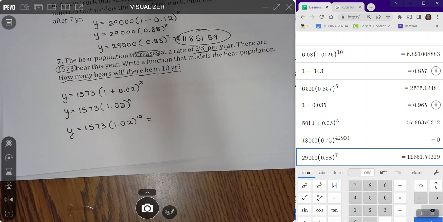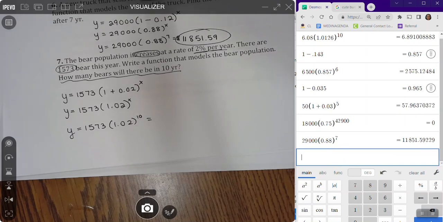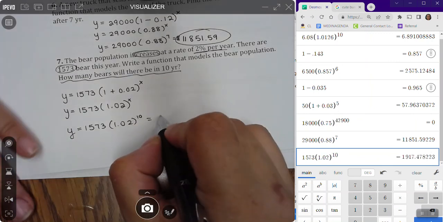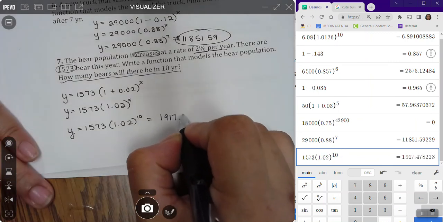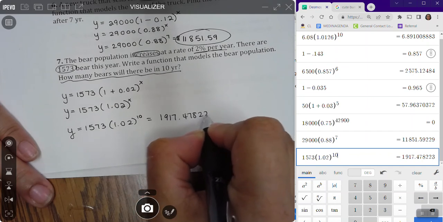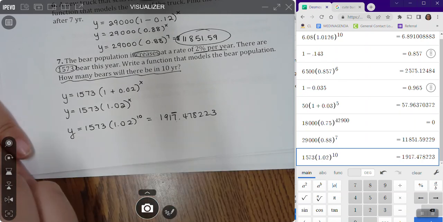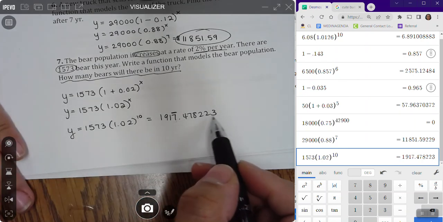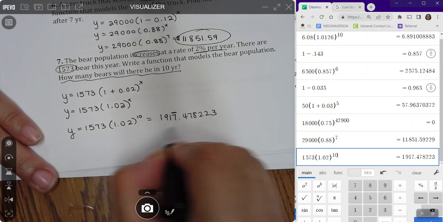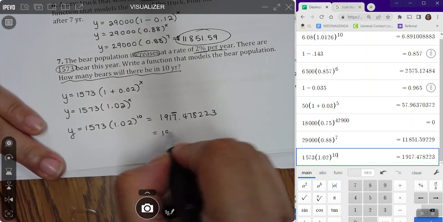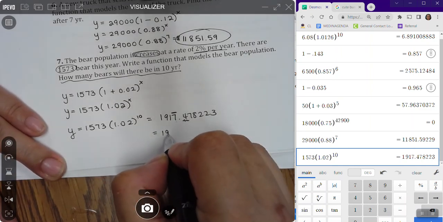All right, so 1573 times 1.02 raised to the 10. Ooh, 1917.78223. All right, we're going to round to the nearest ones because we can't have part of a bear, right? So that would be 9, because of this 4, it's 1917.